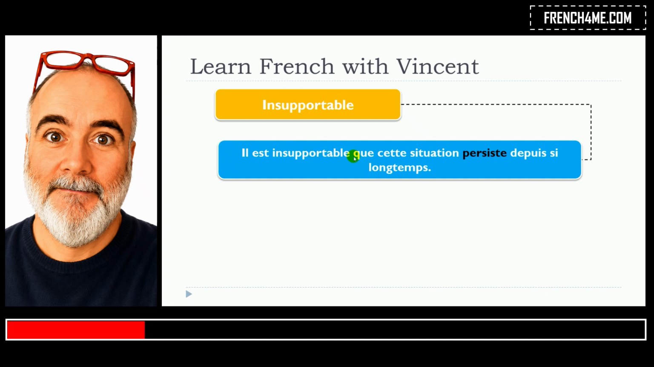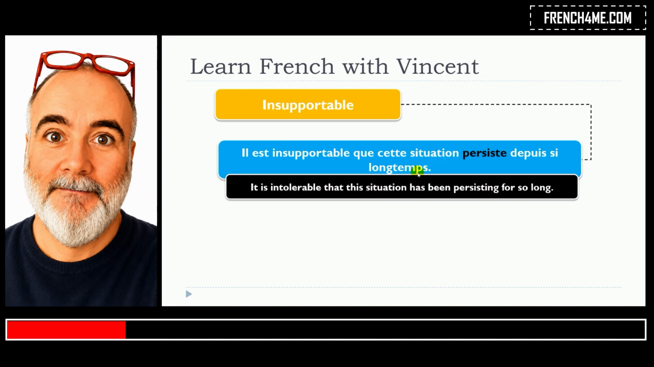Il est insupportable que cette situation persiste depuis si longtemps.